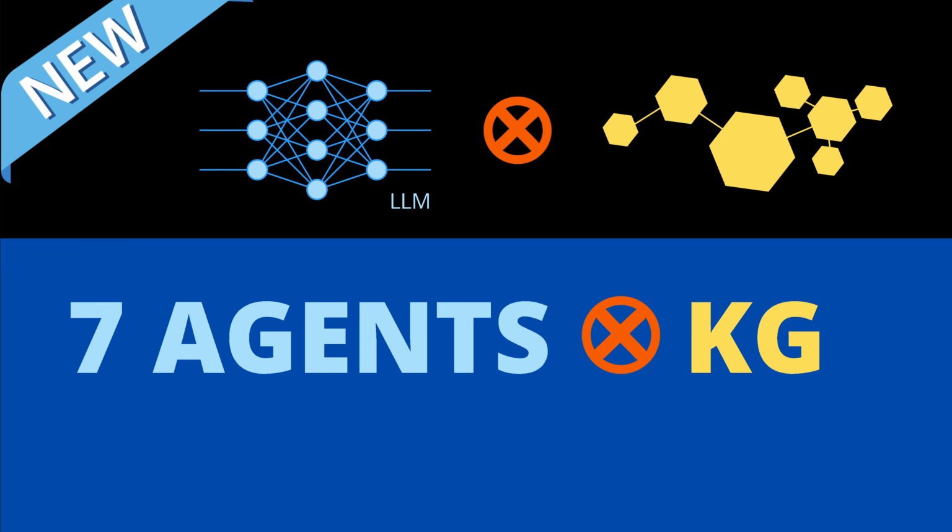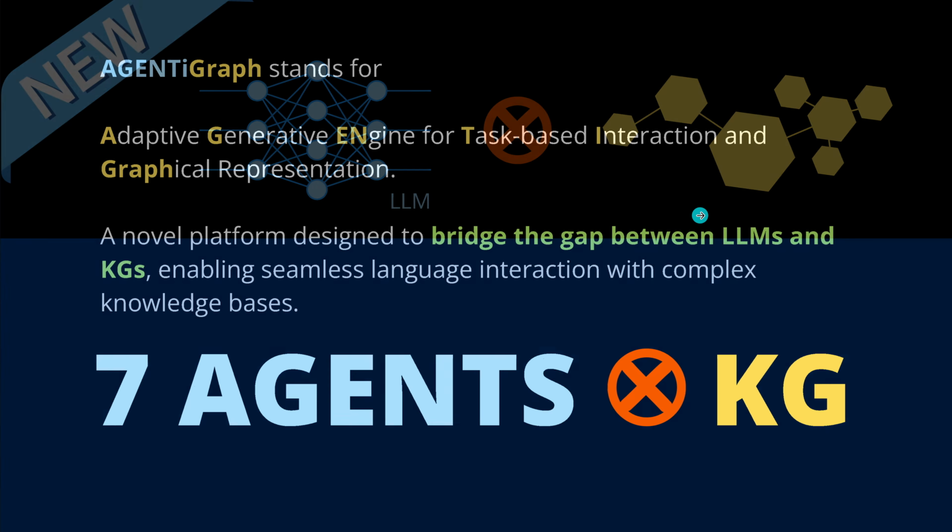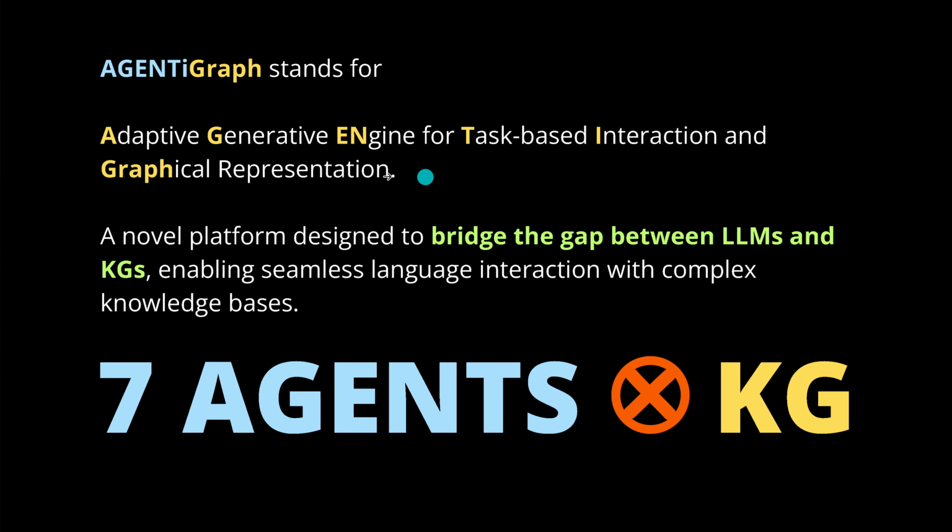Hello, community. You ask me, hey, is it possible to connect multiple agents to a knowledge graph? Yes, of course we can. And I will show you today a new methodology that stands for Adaptive Generative Engine for Task-Based Interaction and Graphical Representation, Agent Interaction Graph, and it is a novel platform that is designed to bridge the gap between LLMs and knowledge graph for multiple agents.